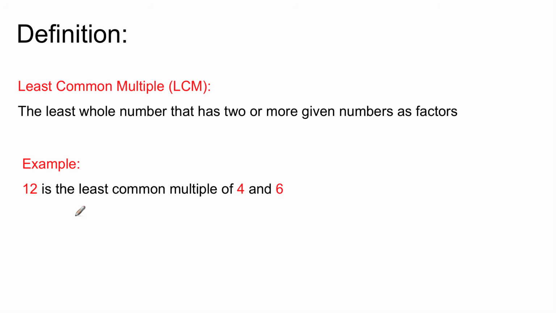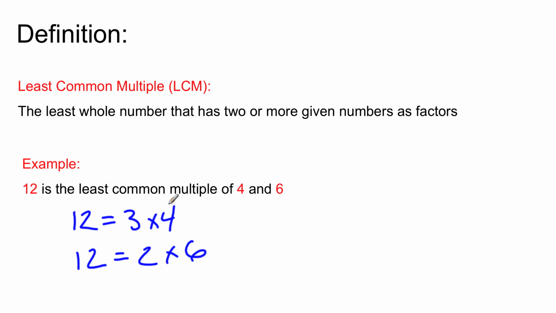So 12, you can get 3 times 4, and you can get 2 times 6. So there is your least common multiple. 12 works out like that. That's where you're getting these. Let me explain in a bit more detail using a Venn diagram.